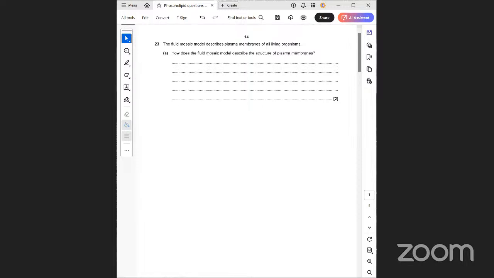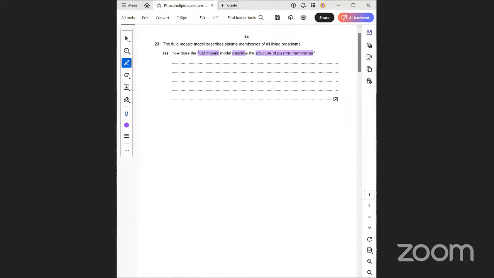We've got a question here asking us about the fluid mosaic model and how it describes the plasma membrane of all living organisms. The question says, how does the fluid mosaic model describe the structure of the plasma membrane? The first thing I would do is highlight the fluid mosaic model. It's important that when we look at these questions, we know what they're asking us. So we need to remind ourselves what the phospholipid bilayer actually looks like.